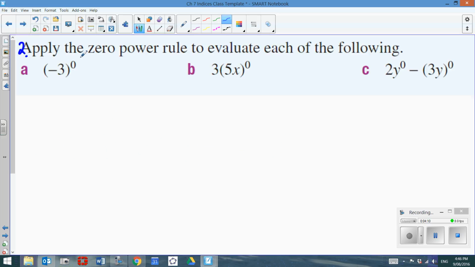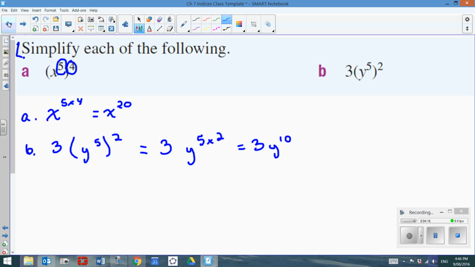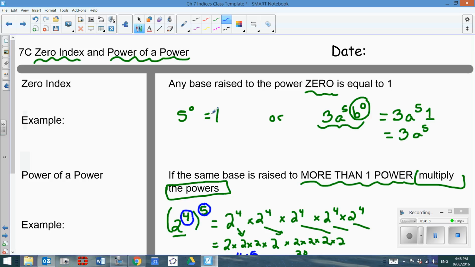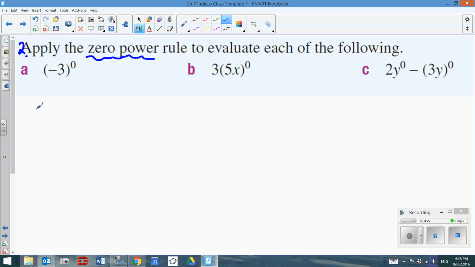Example number 2 uses this 0 power rule. Remember, anything to the 0 power, as we saw earlier, is going to equal 1. So let's try this. If I have -3 and it's raised to the 0 power, it will equal 1.